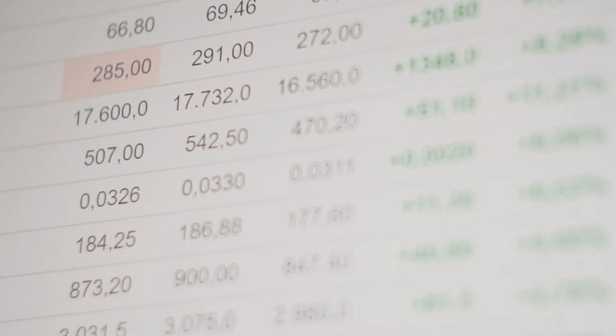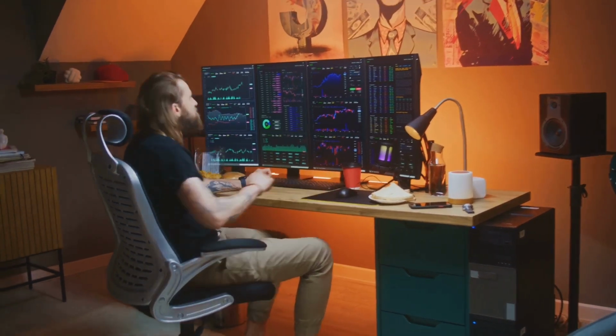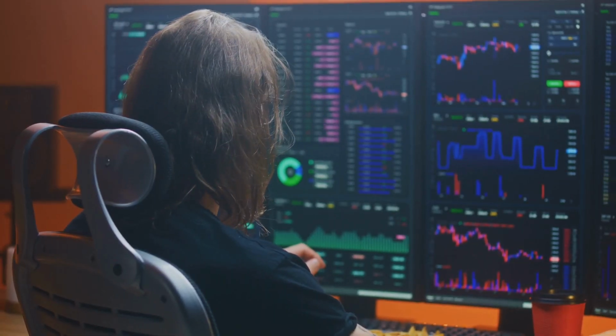RSI 10 defined. The number 10 refers to the period. RSI 10 uses the last 10 candles to calculate momentum. Compared to the standard RSI 14, RSI 10 is more responsive, or faster, and better for shorter-term signals. It's quite common for swing trading or entry timing.